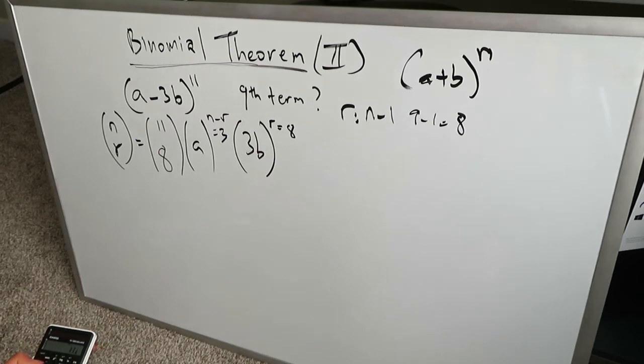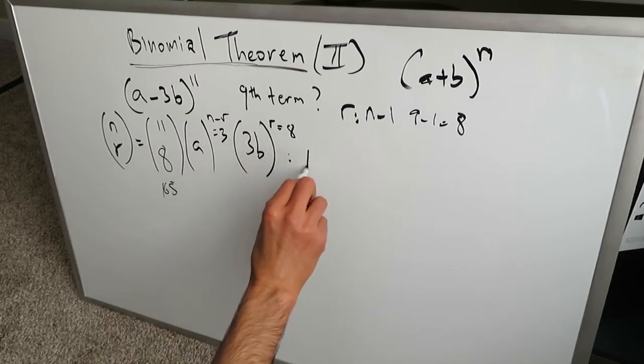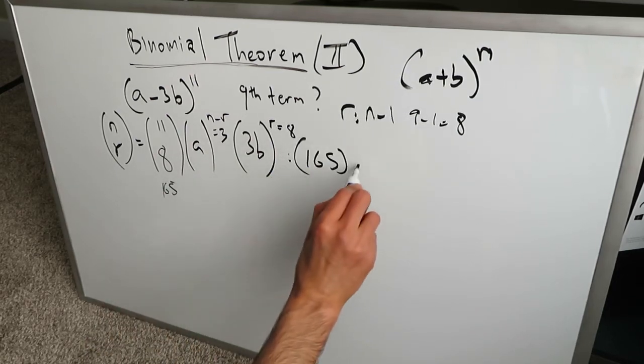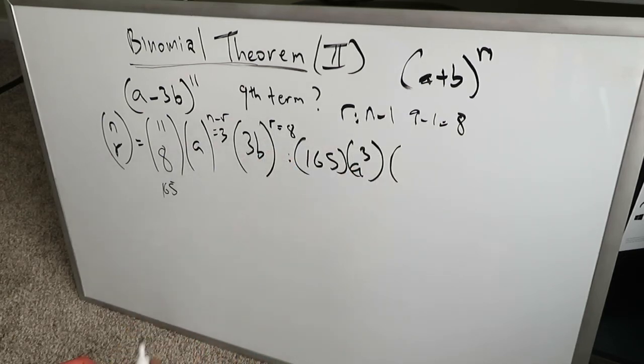So we'll just do 11 factorial, and we will divide that by 3 factorial, and then we will divide that by 8 factorial. And I end up getting 165. This right here equals 165. So I basically get 165 multiplied by a cubed multiplied by 3 to the power of 8.